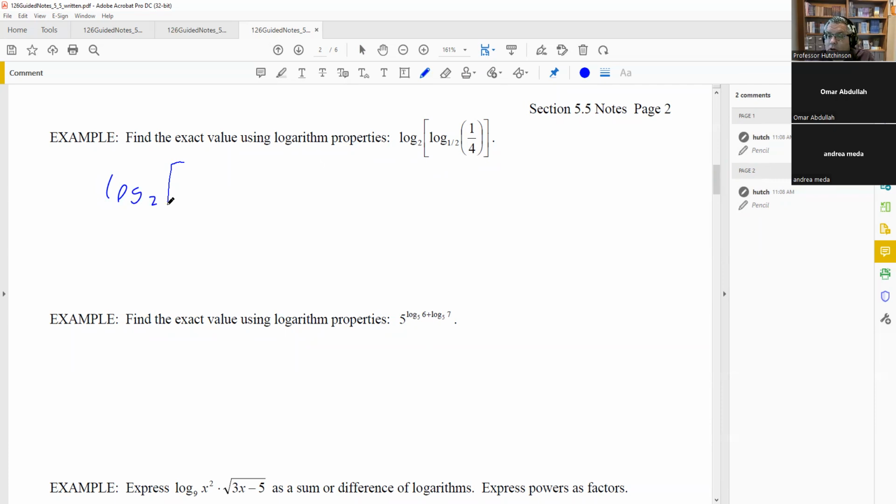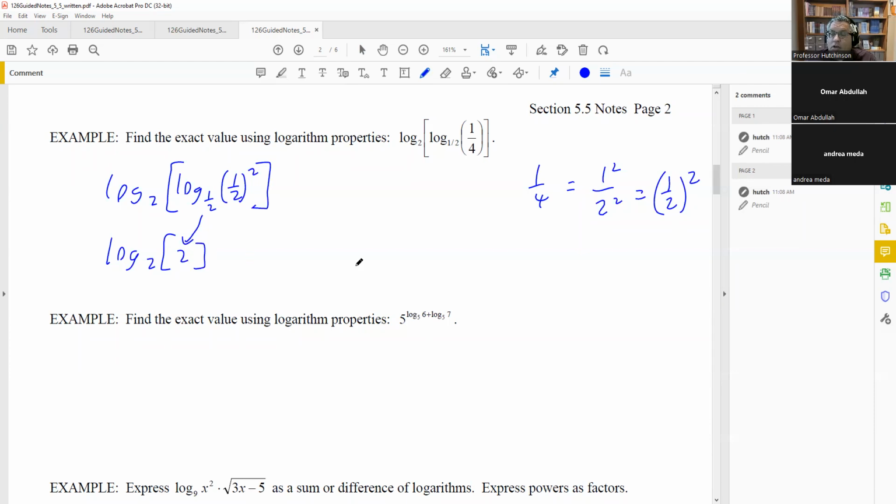We have log base 2, bracket, log base 1/2, and I'm going to change the 1/4. Now 1/4 is the same thing as 1 squared over 2 squared, and that's the same thing as 1/2 squared. So I changed the 1/4 into a 1/2 squared. The only reason I'm doing that is because I can use property number 4 to change this. So inside the brackets, all this is going to turn into a 2. And property number 4 tells us we can do that.